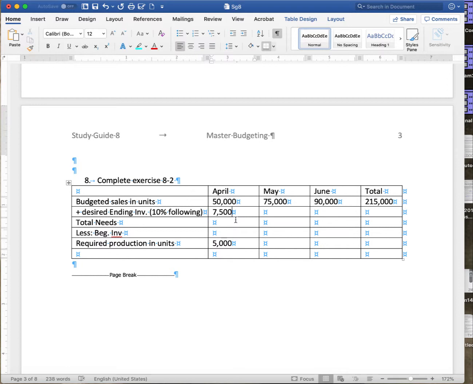I take my budgeted sales and add my desired ending inventory to get my total needs. That is 57,500.